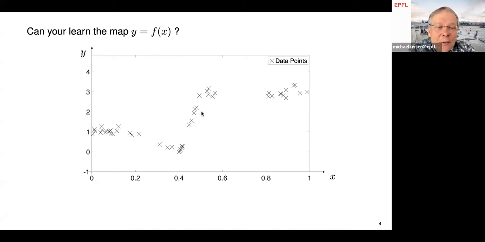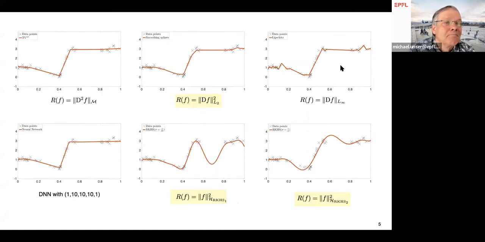So let's look at a very simple problem. Let's say you have some data points like that. You're in 1D, and you want to learn the map y equals f(x). So what solution would you propose? Here I ran several algorithms, and these are the different outputs that come.